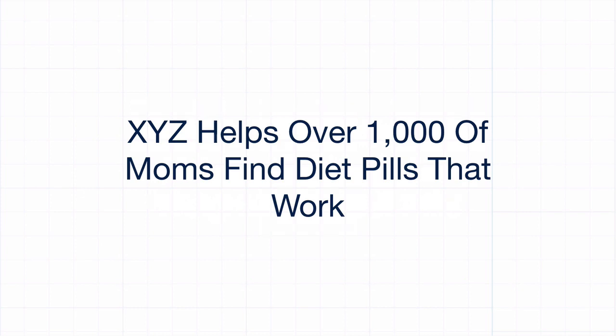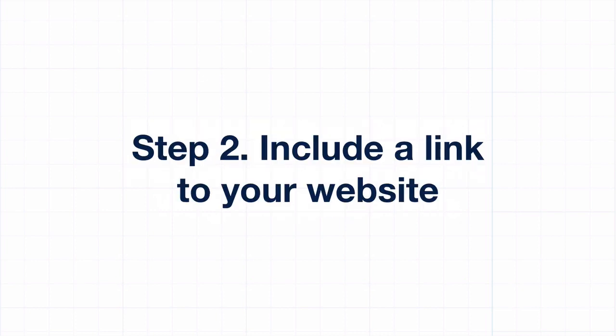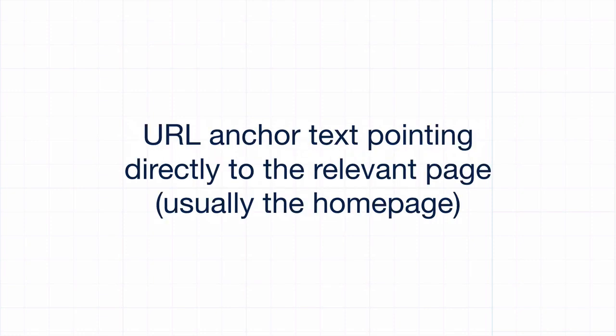So step two, once you've written it out, what you want to do is include a link to your website. This isn't that complicated, it's pretty obvious. Now, the way I recommend doing this is using URL anchor text. So not writing a keyword, just including the URL of your website directly at the bottom, which is usually going to be the homepage. For example, I usually put, to find out more, visit xyz.com, and there you have the link. I usually put HTTP and all that as well. Just put the URL directly as the anchor text and hyperlink that to your website.